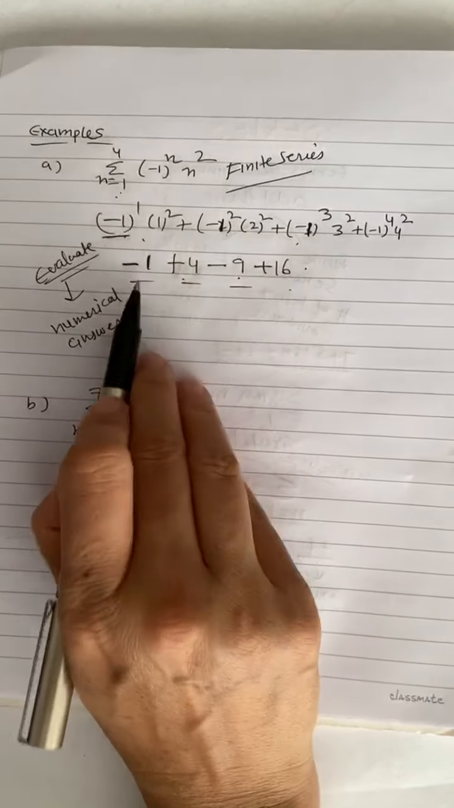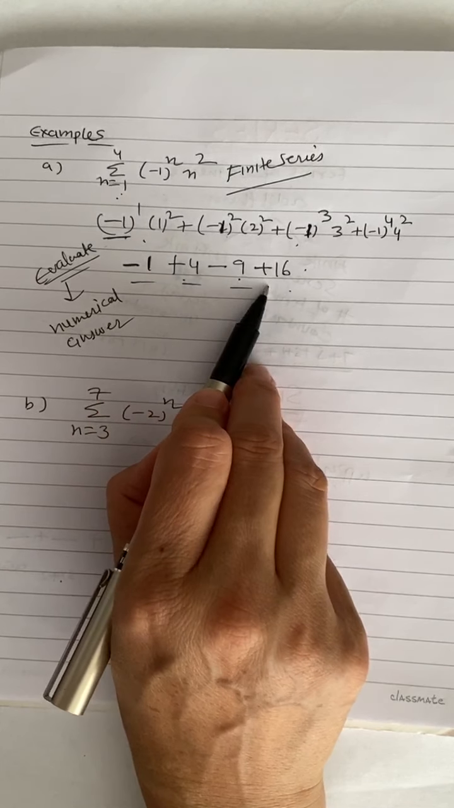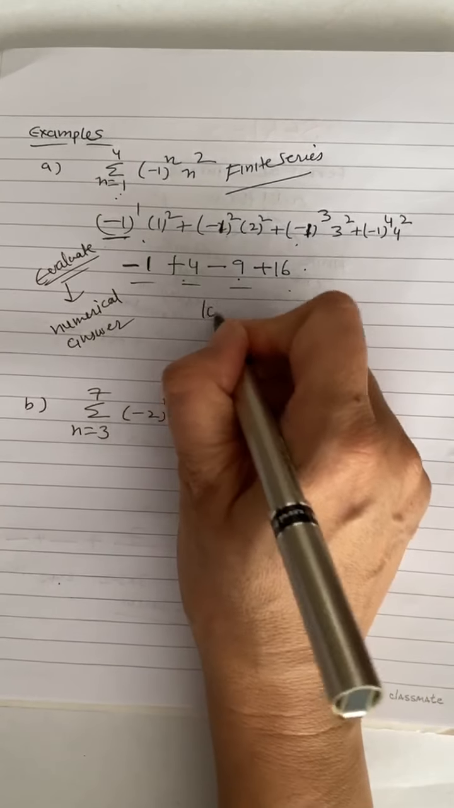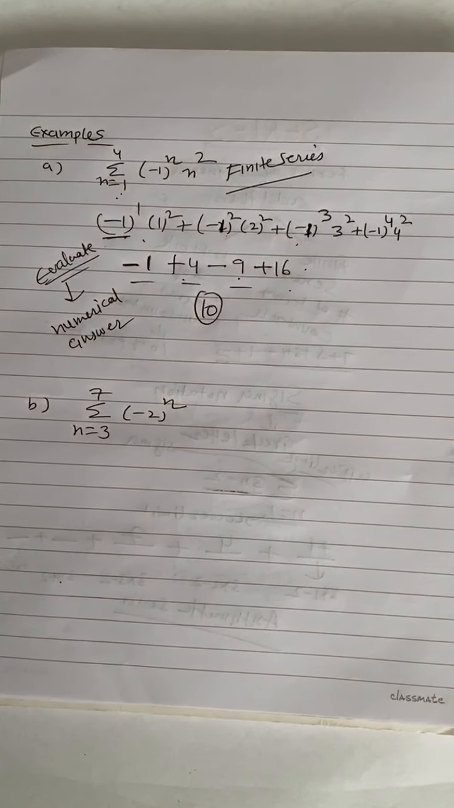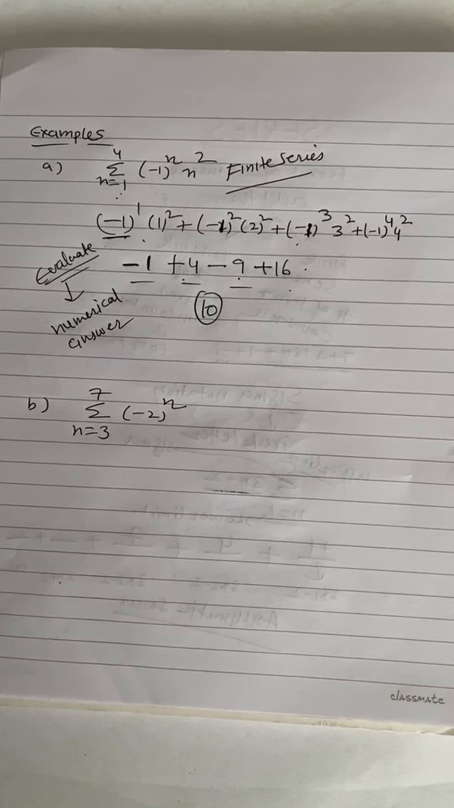So now here you have -1 plus 4, so this gives you 3. 3 minus 9, -6 plus 6 is equal to, so you will get your answer here, that's equal to 10. If they ask you to evaluate, then that's what you need to do here.